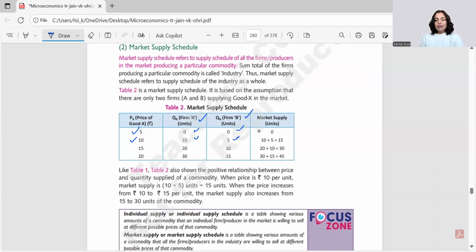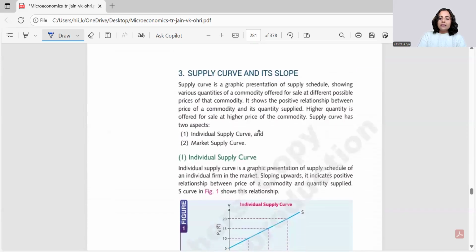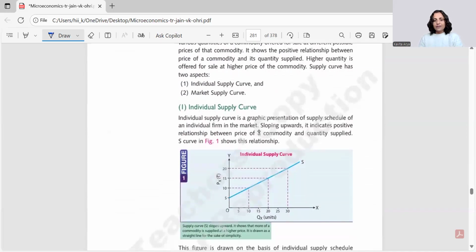Right. So when we talk about market supply, what do we do? We simply go for the linear summation of what can be supplied by all the individuals in the market. See, at price 20, the quantity supplied in the market is 30 plus 15, that makes 45. Okay. And when you talk about its curve, the curve becomes flatter.